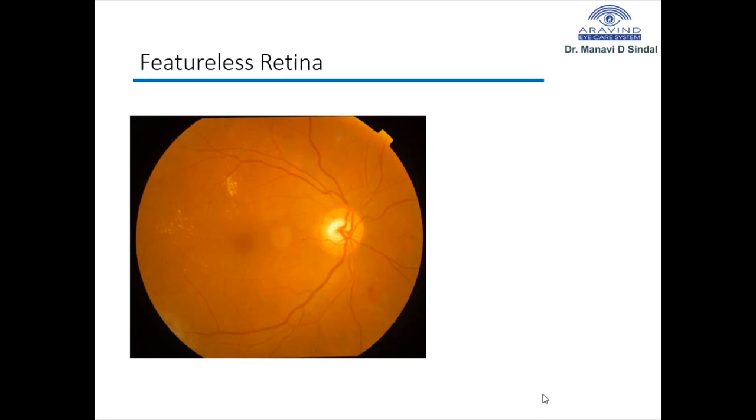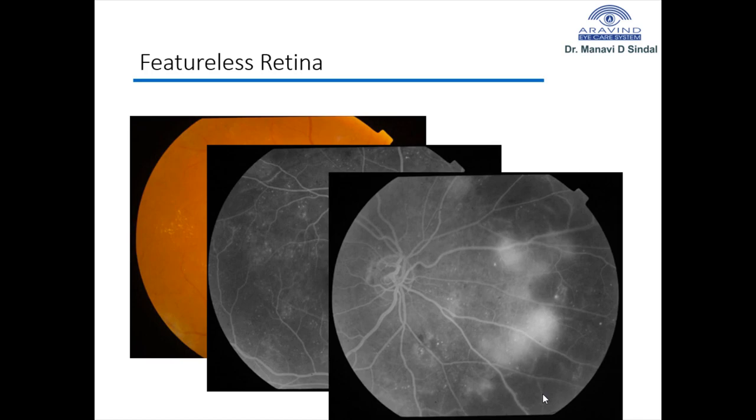There's also something that is called featureless retina, wherein on an examination, this appears like moderate NPDR, but if you do an angiogram, you can pick up this neovascularization process which is occurring over here. This can occur again in patients who have some amount of renal compromise or slowly indolent disease.